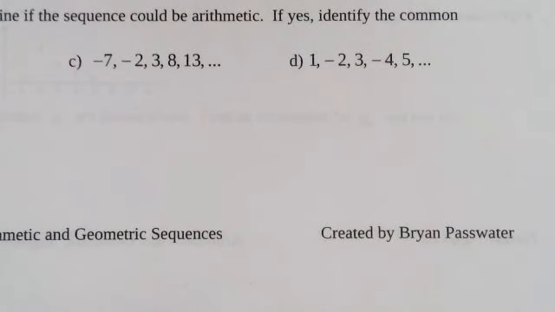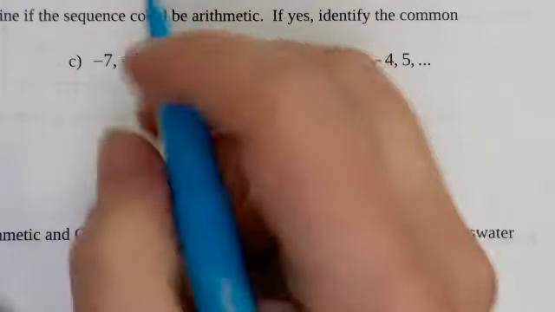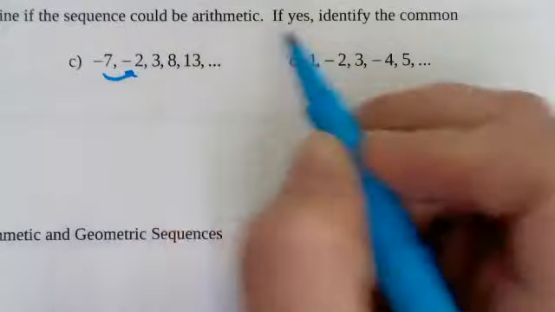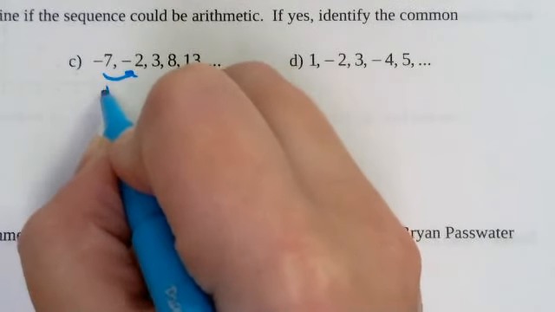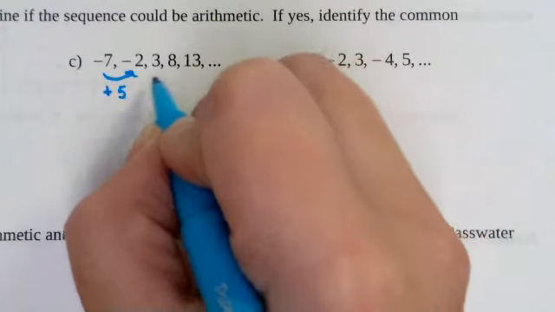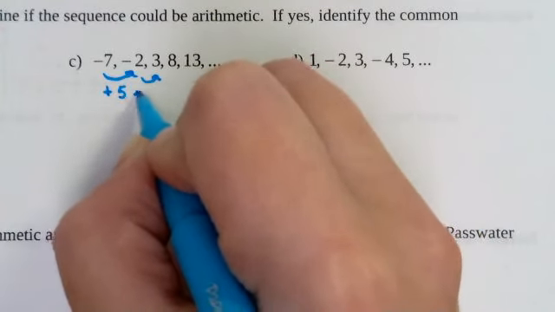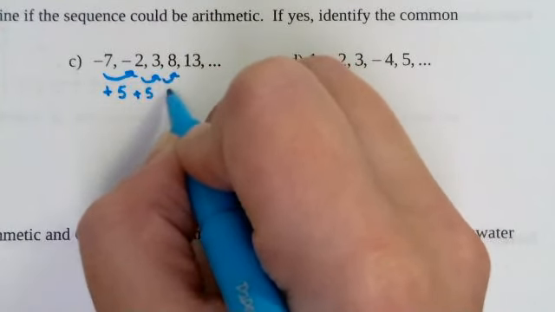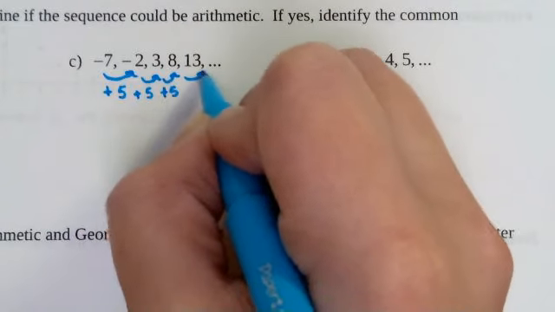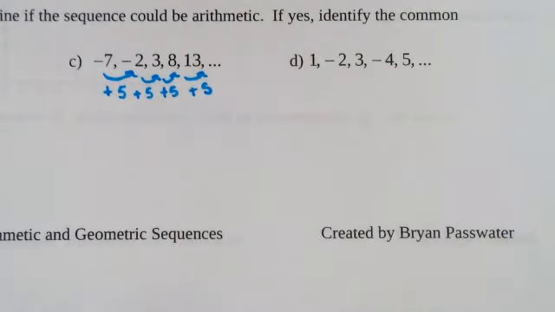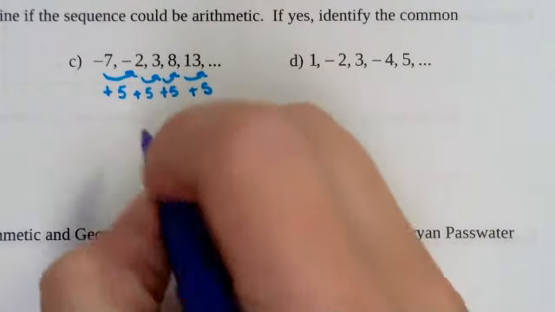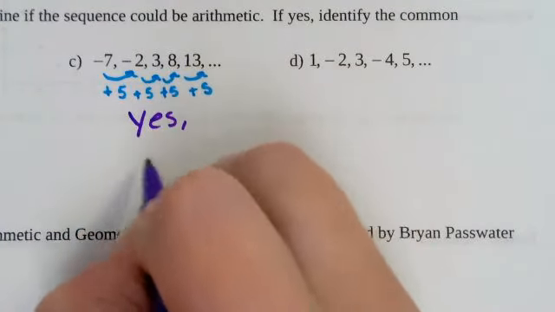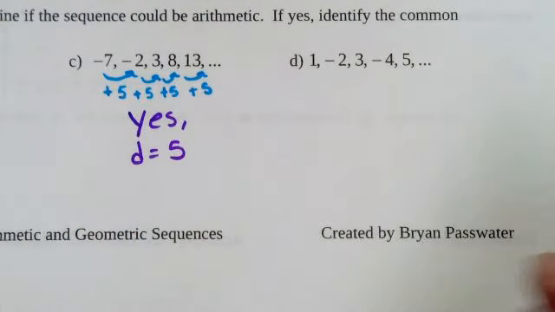We're going to do the same thing we did before. From negative 7 to a negative 2, this went up 5. From negative 2 to 3, this went up 5. From 3 to 8, it went up 5. 8 to 13, up 5. We have the same change each time. That means, yes, it is arithmetic. That common difference was a positive 5.